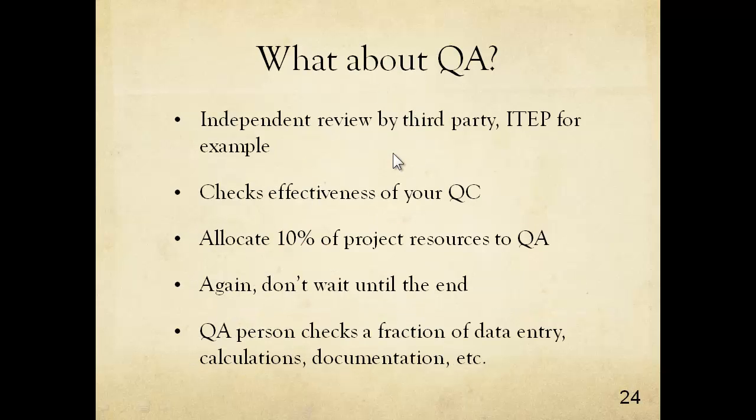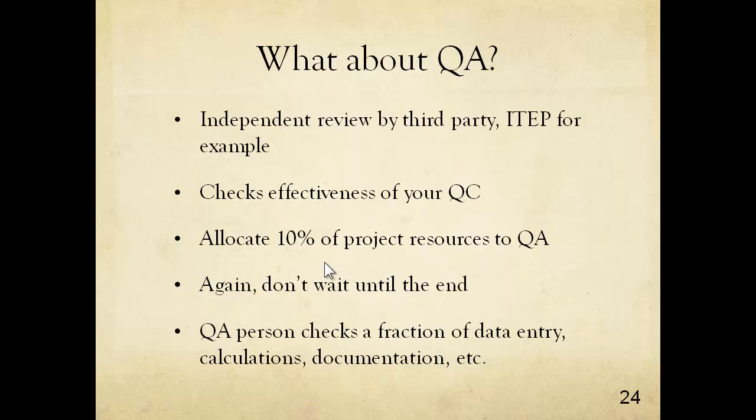So quality assurance is independent review by a third party. For example, ITEP can help you review your project in TEISS as well as your written emissions inventory report. Quality assurance is stepping back and looking at the effort that you put into quality control. Was it effective? In general, 10% of project resources should be allotted to quality assurance. That is just a general guideline.